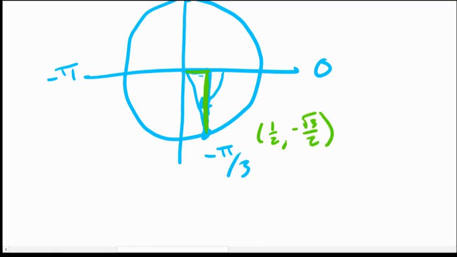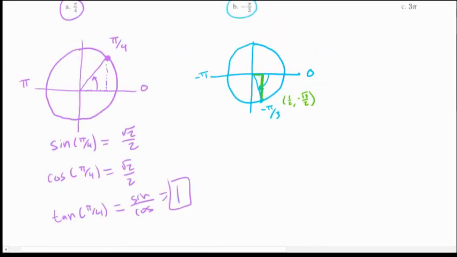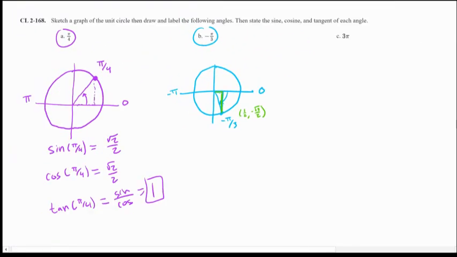over 2. So in this one, when we're finding sine and cosine, sine of negative pi over 3 is our y value, so negative root 3 over 2. Cosine of negative pi over 3, which represents our x value, is just positive 1/2.